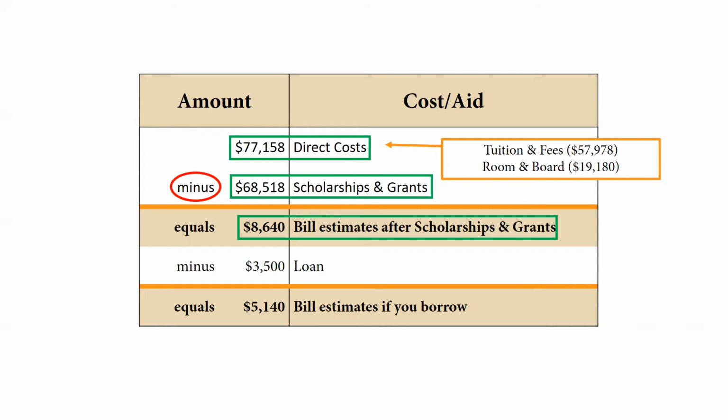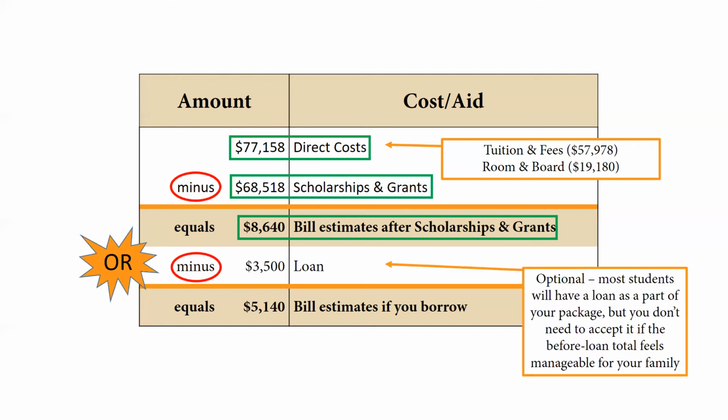If that number seems a bit intimidating, please note you have options to reduce this cost and lower your overall bill. The first way to do so is by accepting the loan that we talked about earlier, the federal direct subsidized loan. Remember, this loan does not accrue interest while you are enrolled, and you won't need to pay it back until after you graduate. Now you see, with the loan factored in, your overall cost is reduced to $5,140. You don't need to accept this loan if you don't need to or want to, but it can make costs more manageable for your family.